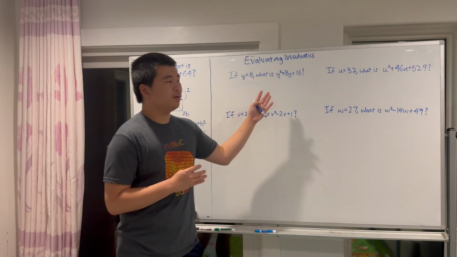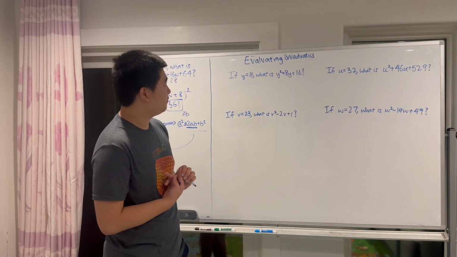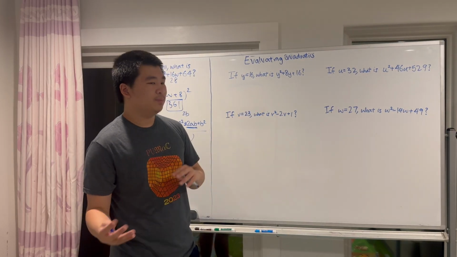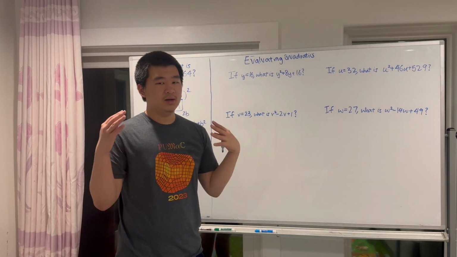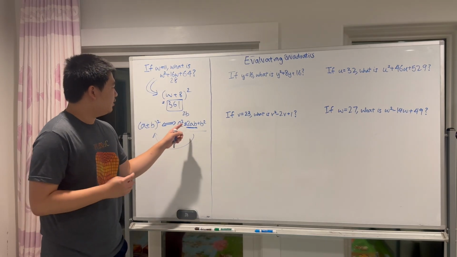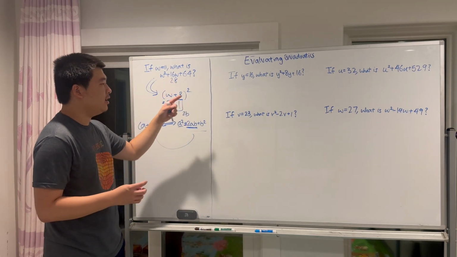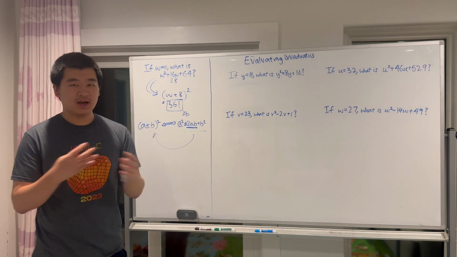So let's do this problem. Once you get the hang of these problems, they are all pretty much the same. y squared plus 8y plus 16, what is that? Well, let's develop a shortcut. In order to determine b, we cut the second coefficient in half. And that is the pattern that we can use across every problem.